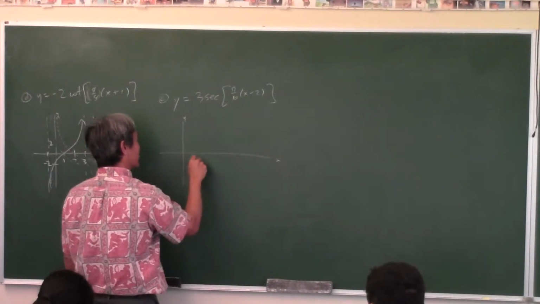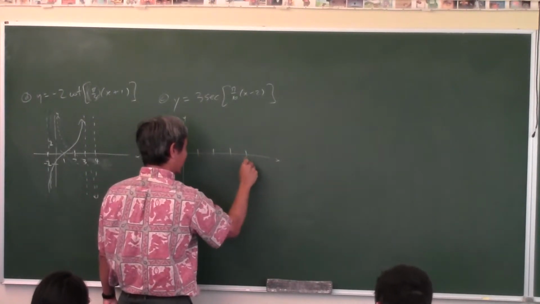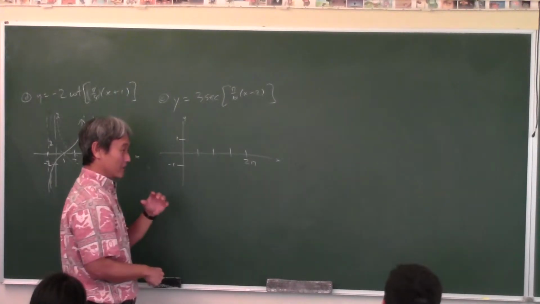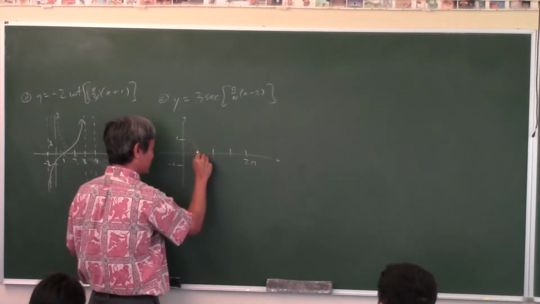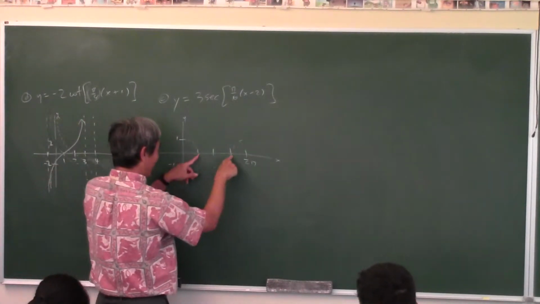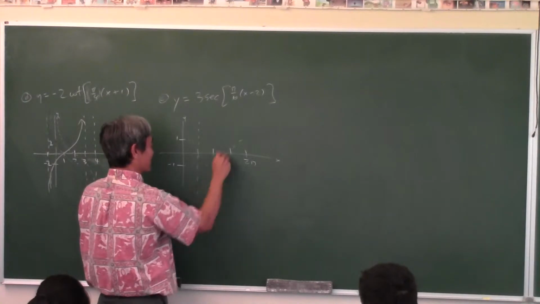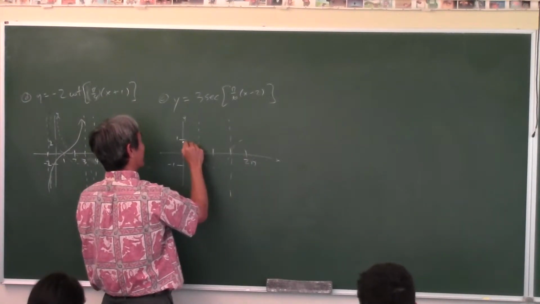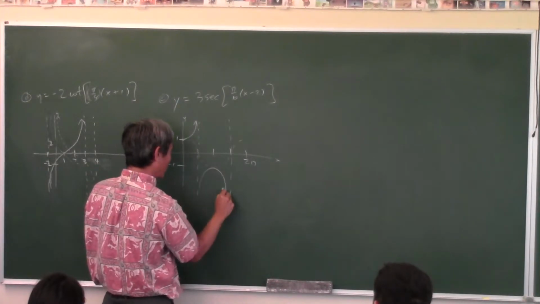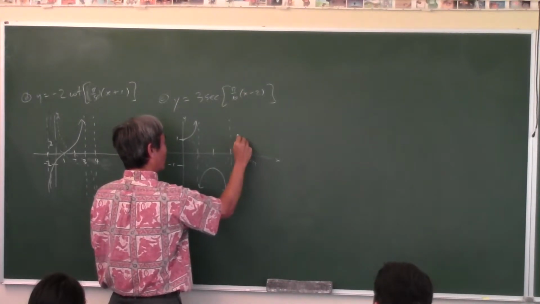Okay, so the first thing is draw the base graph like this. Okay, so if I'm going to graph secant, you graph cosine first. Cosine. Because secant is the reciprocal of cosine. And then again, wherever it touches the x-axis, vertical asymptote, and then you hump up and down. So it'll just go woo-koo, woo-koo, woo-koo.